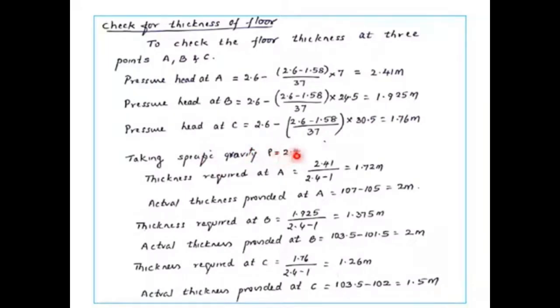Taking specific gravity G as 2.4, we can find the thickness required, which is given by pressure head divided by G minus 1. You need not multiply by 4/3, because actual pressures are calculated here and that variation is not accounted for. So 1.72 is required, but we have actually provided 2 meters. Similarly at B, the pressure is 1.925, divided by 1.4 we get 1.375, and we have provided 2 meters. At C, 1.76 divided by 1.4 gives 1.26, and the provided thickness is 1.5 meters. Hence the thicknesses provided are safe.